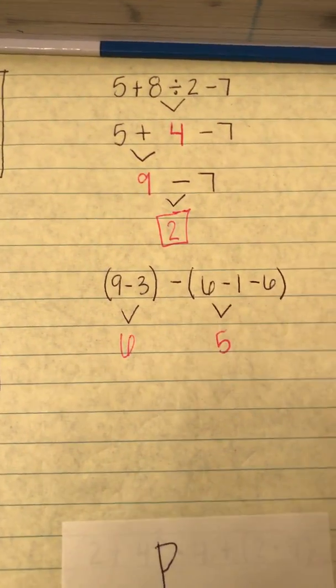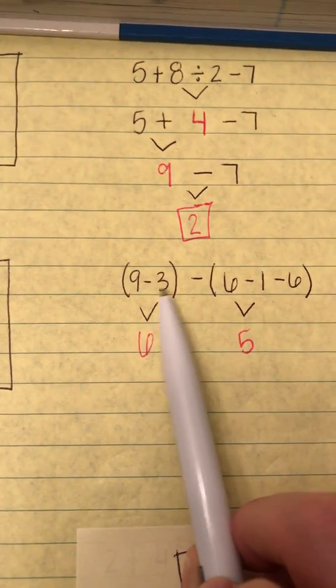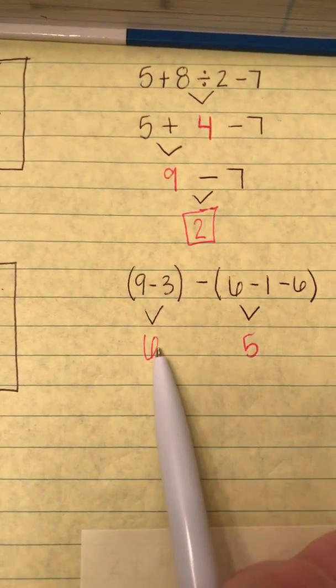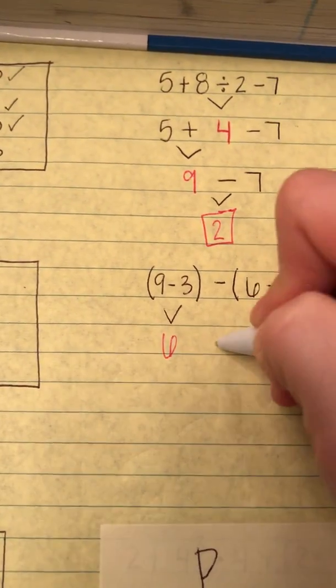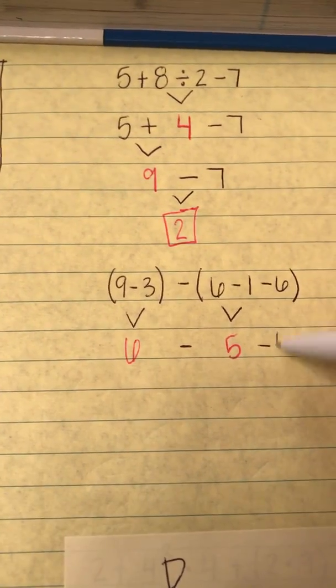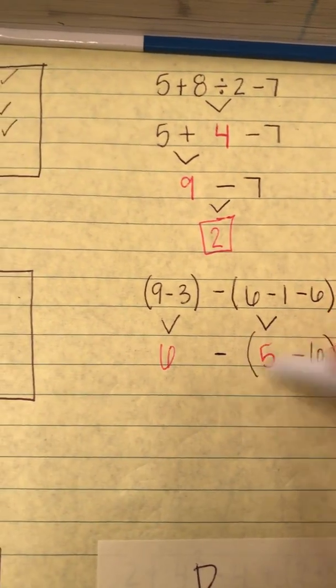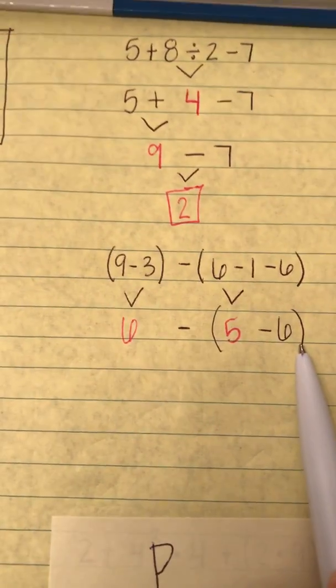And now I'm going to rewrite everything that I didn't use. Because I did everything in these parentheses, I'm not going to use the parentheses down here. I didn't use the subtraction. I did not use the minus sign or the 6, and I also have parentheses still here. I have to bring down the parentheses or else I would get this problem wrong.